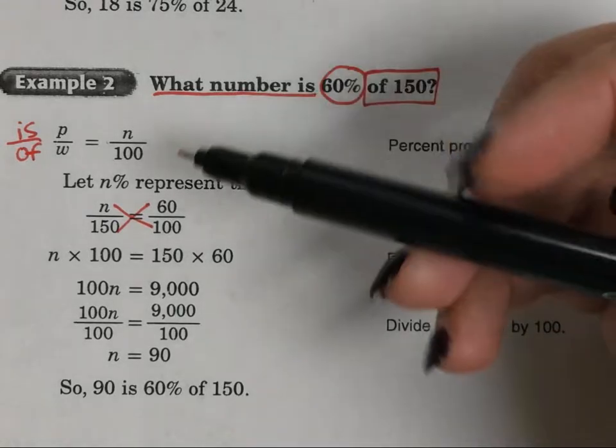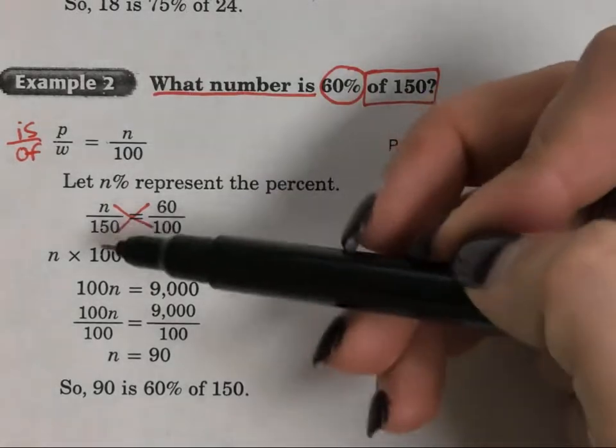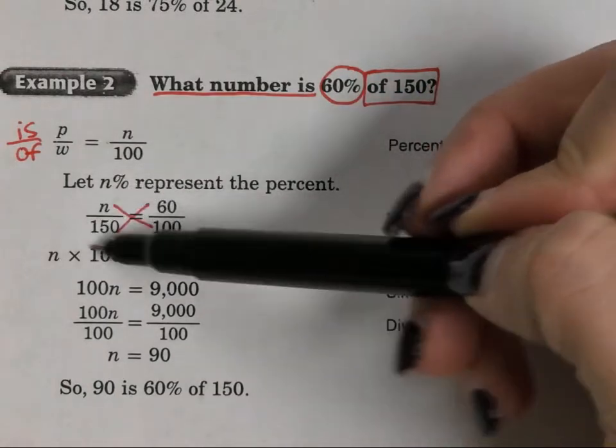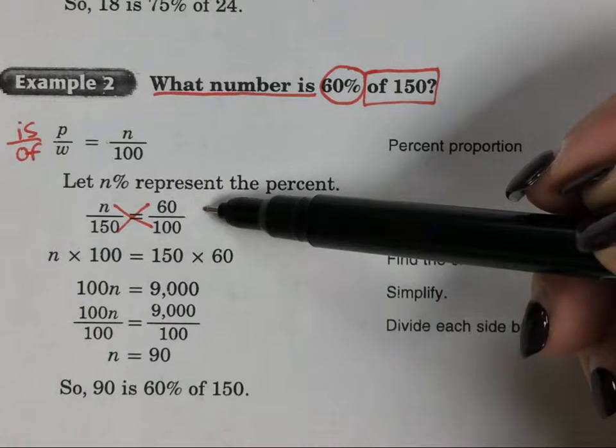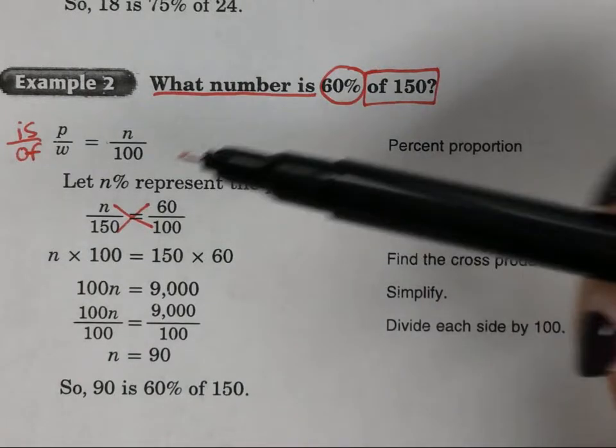Is over of equals percent over 100. So is over of is that first fraction, the first ratio. Percent over 100 is the second one, which is 60 over 100.